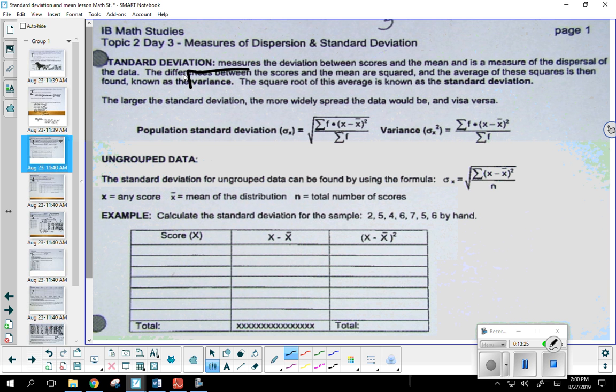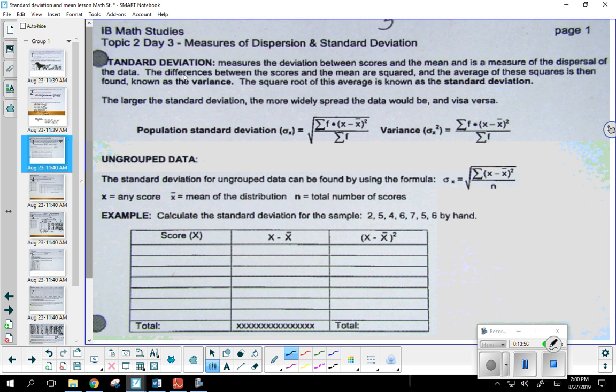Okay, so if I go ahead and square my standard deviation, that gets me right back to what? That gets me right back to the variance. Okay. Now in notation, I believe it's next week when we're talking about normal distribution, the variance is going to come up again, so I'll be bringing that up. But here in IB, we're really not going to do anything with the variance itself other than basically mention it. Okay, it's the standard deviation that we want to take a look at. The larger the standard deviation, the more widely spread the data would be, and vice versa.